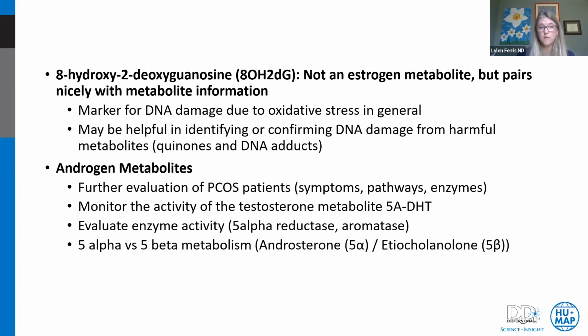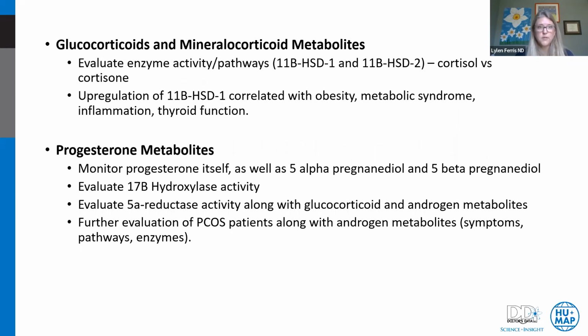Aromatase, of course, is moving androgens into estrogens, and we are able to monitor that 5-alpha and 5-beta relationship in this section by looking at the ratio between androsterone and etiocholanolone. For the corticoid section, we've got glucocorticoids and some mineralocorticoids reported here. In this section, we're able to evaluate that enzyme activity that moves cortisol into cortisone, because we know that when there's too much movement into one side or the other, that correlates with obesity or metabolic syndrome or inflammation or thyroid function. So knowing if we're favoring cortisol or cortisone can give us some insight about different areas that we might need to focus on with our patient's health.